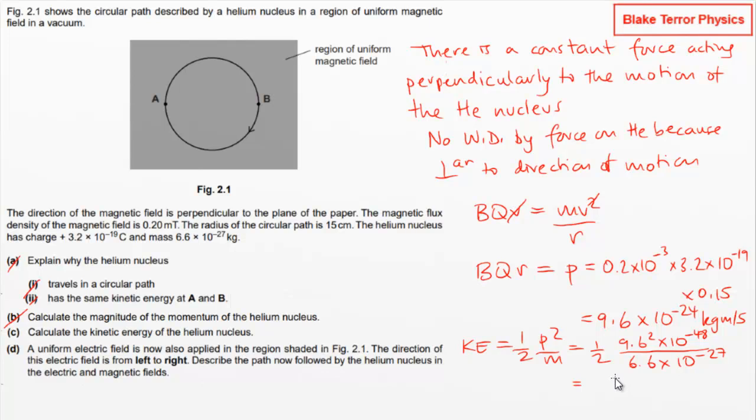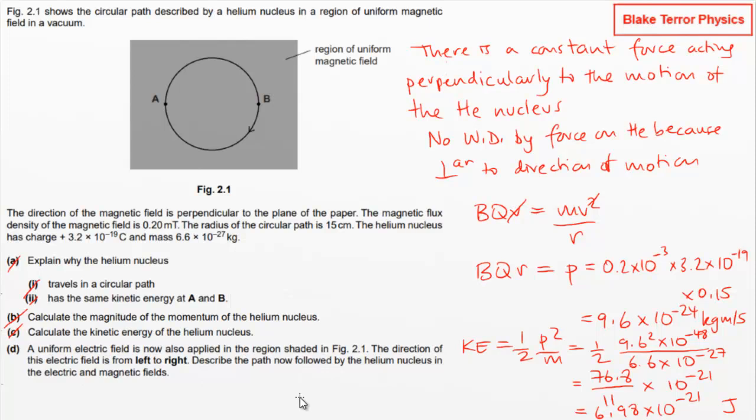Well, 9.6 over 6.6 is 16 over 11. Then we can halve the 16 and say 8 over 11. And then 8 times 9.6 is 76.8. So 76.8 over 11 times 10 to the, what have we got left on this? 21 minus 21. So that's just short of 7. Let's go to the calculator just to see. 6.98 times 10 to the minus 21. So 7.0 times 10 to the minus 21 joules. I've run out of space to write that out in 2 significant figures, but whatever.